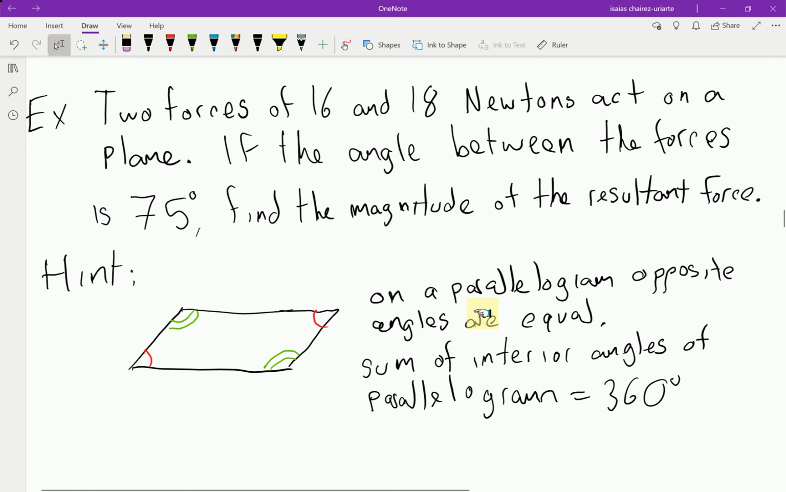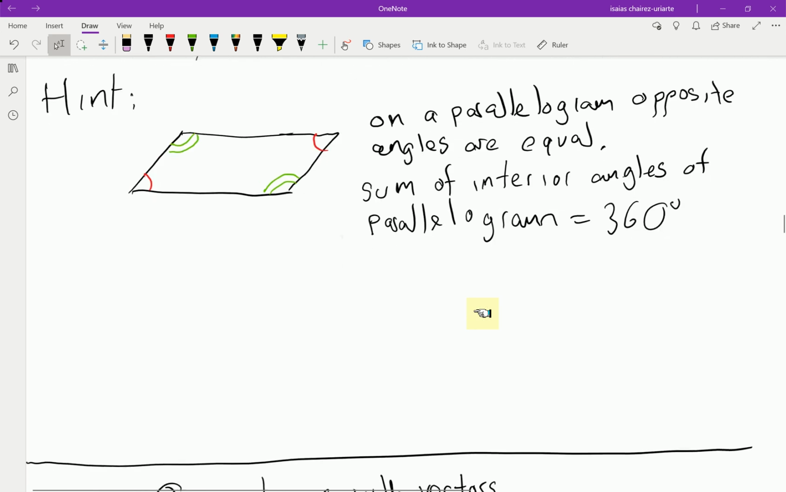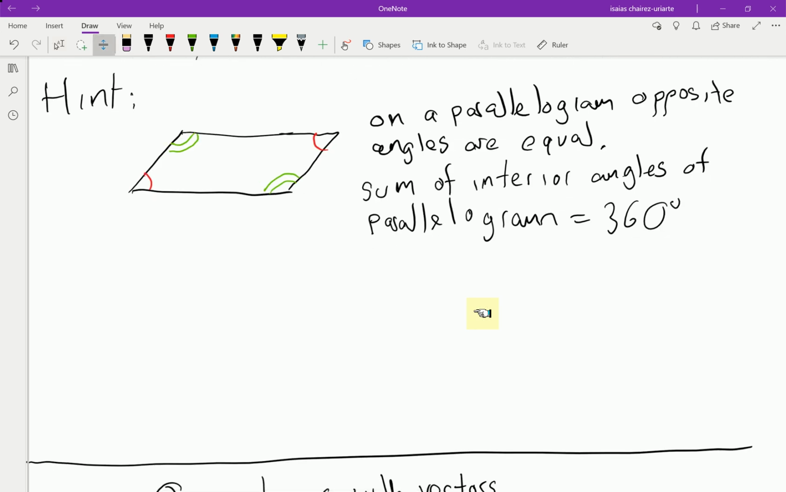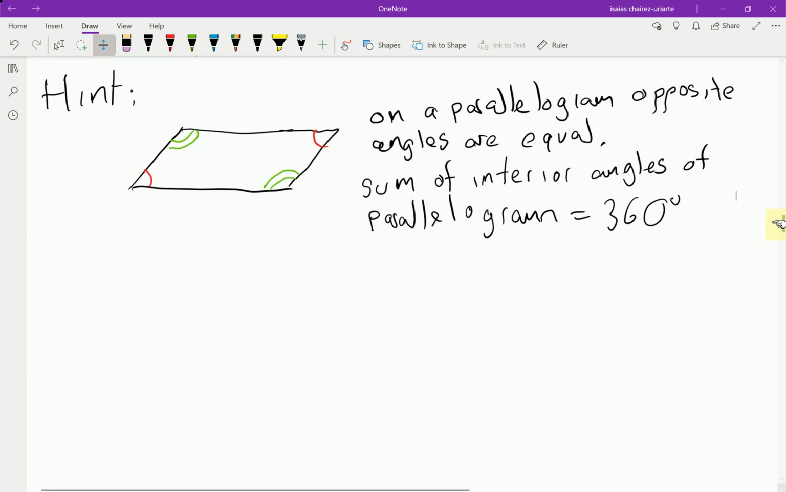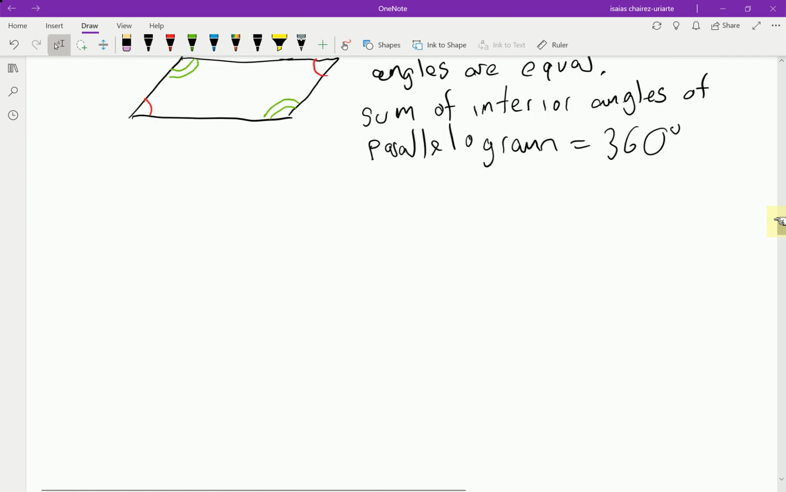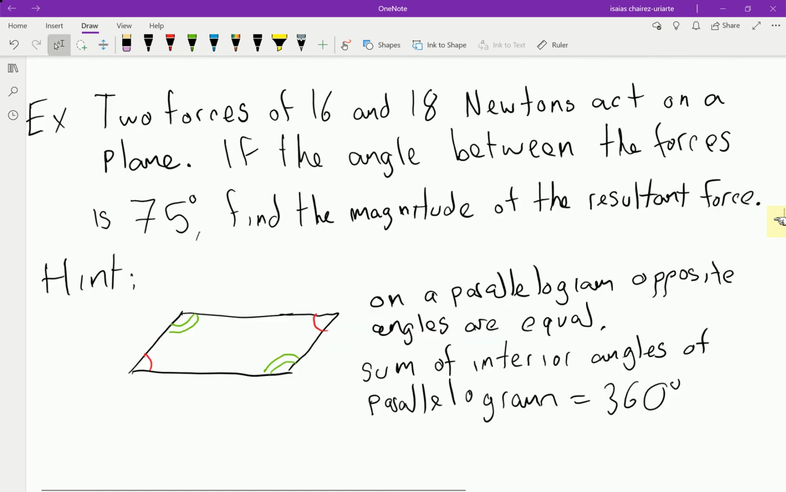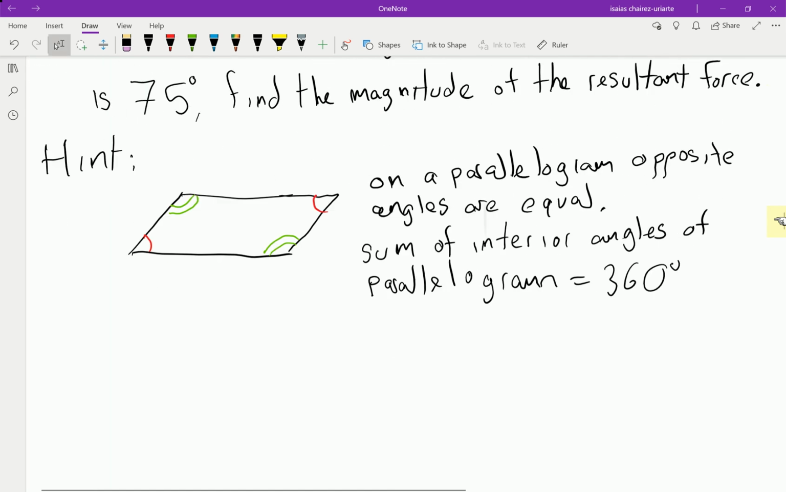Well, how are we going to use those hints to solve this? Well, let's see. Let's set up the exercise. And let me give myself room here, because I think this exercise requires a little bit of room. Okay, so let me begin by drawing a parallelogram. Well, first of all, I gotta think about my two vectors. Remember, there's these two vectors with magnitude 16 and 18.